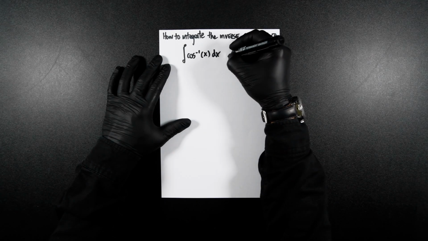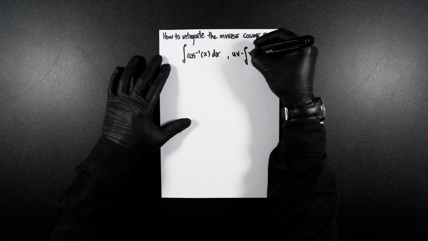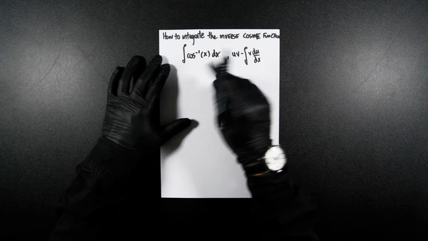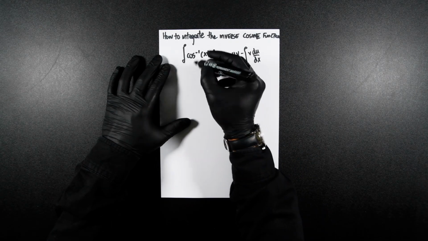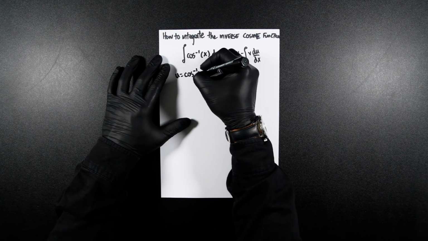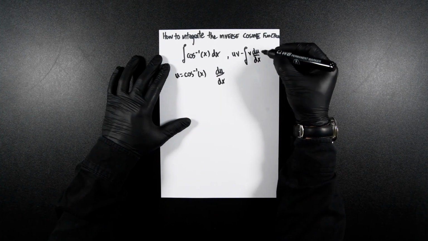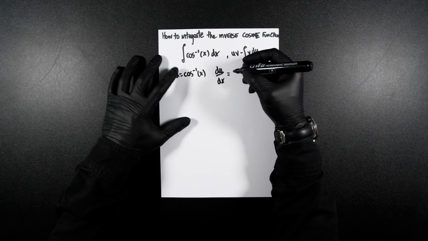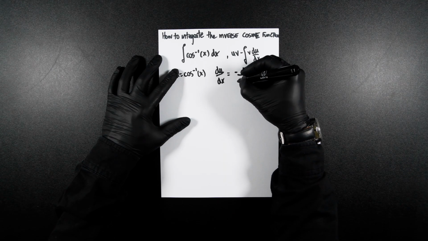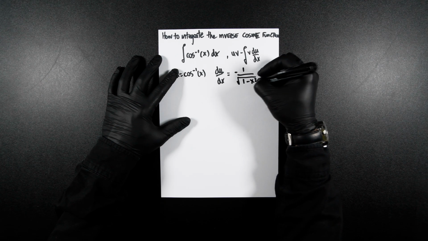We're going to use integration by parts, which is uv minus the integral of v du/dx. So now let's assign values. Let's make u the inverse of cos x, so u equals cos⁻¹ x. We now need to differentiate that to get du/dx, and the differential of this is minus 1 over the square root of 1 minus x squared.